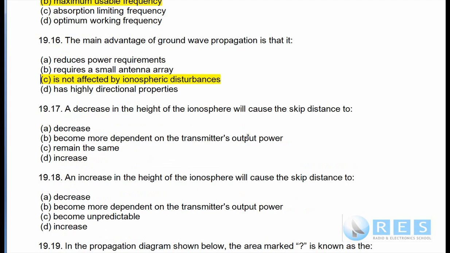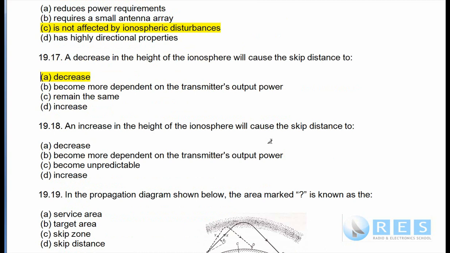19.17, a decrease in the height of the ionosphere will cause the skip distance to decrease. If the layer is lower, it will bounce back or refract back sooner, I should say. 19.18, the same question but the opposite way around. An increase in the height of the ionosphere will cause the skip distance to increase. The more charged the ionosphere, the higher it is and the greater the skip distance.